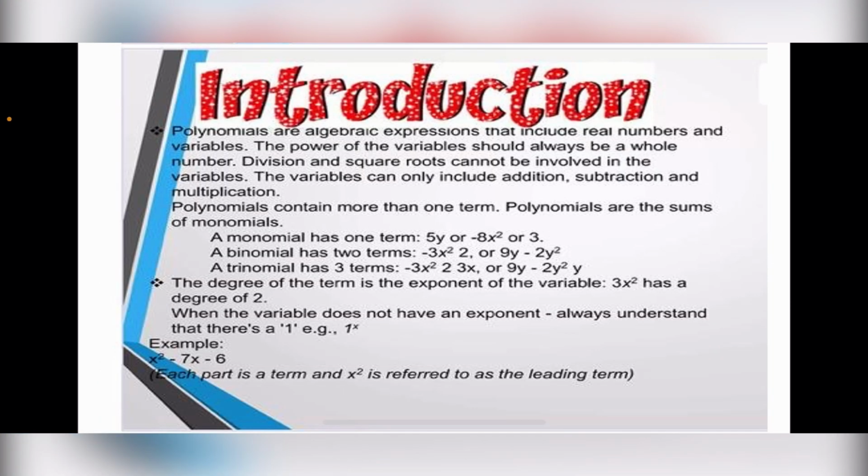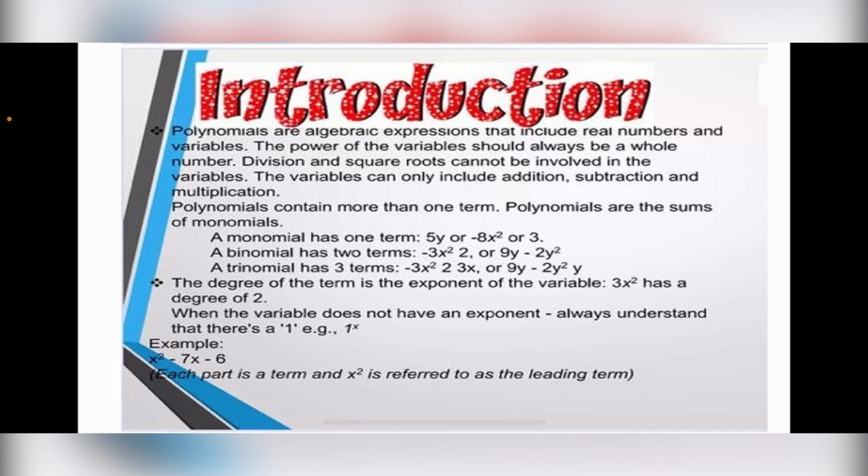Now let's see what polynomials are. Polynomials are algebraic expressions that include real numbers and variables. The power of variables should always be a whole number. Division and square roots cannot be involved with the variables. The variables only involve addition, subtraction and multiplication. Polynomials contain more than one term, and a polynomial is also called a sum of monomials.